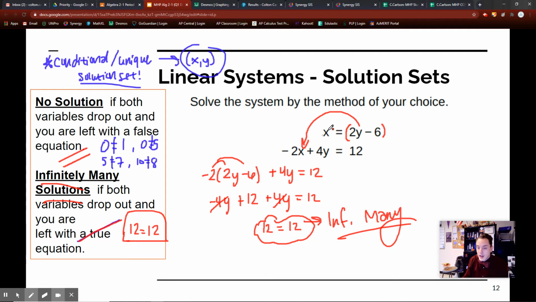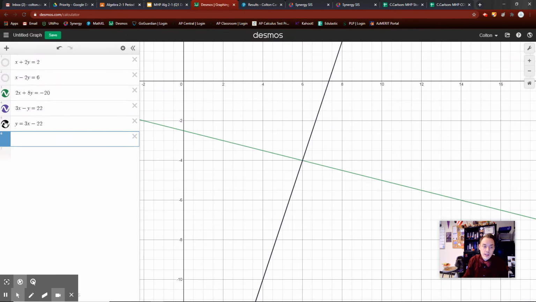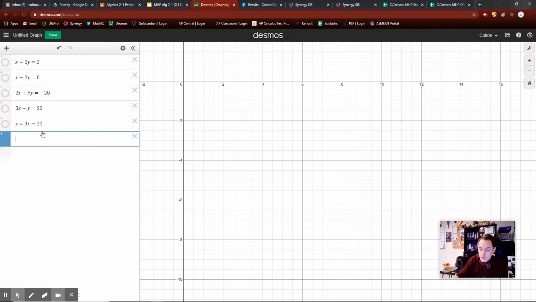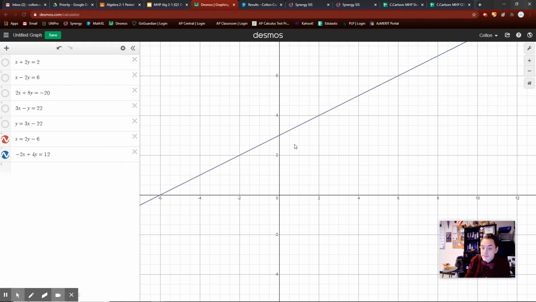Let's graph these two lines exactly how we see it in black and then see what's going on. So let's turn off these lines. Let's go over here and type in x equals 2y minus 6. My next line is going to be negative 2x plus 4y equals 12. Okay. We zoom out and now what we get is this.